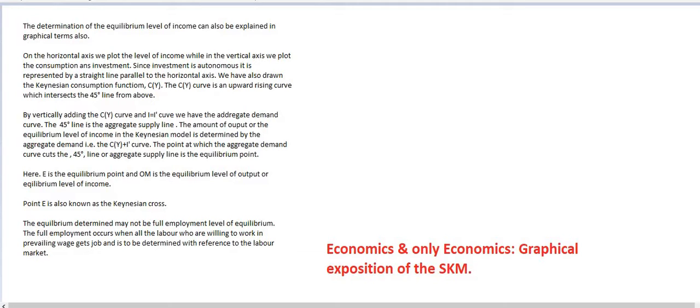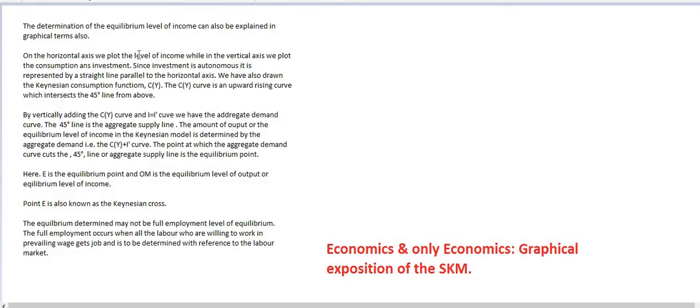Retaining all the assumptions that we mentioned in the earlier class while discussing the simple Keynesian model mathematically, all those assumptions will be retained here. So keeping those assumptions in view, we will now determine the equilibrium level of income by means of a graph. So let us start. The determination of equilibrium level of income can also be explained in graphical terms.